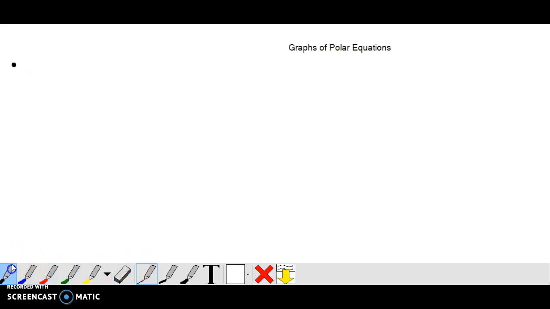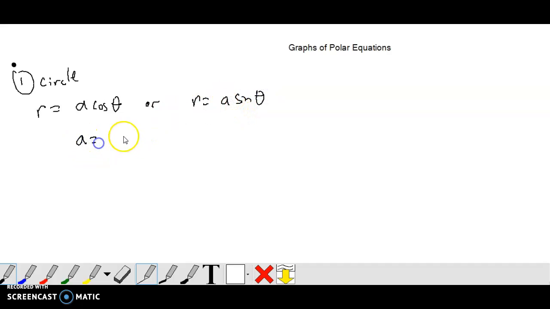So the circle graph. And so we have two types of circles. These are always with sines and cosines, right? Everything always breaks down to sines or cosines. So a sine of theta. Basically, a is any non-zero real number. Okay. So as long as it's any real number, then we're good.